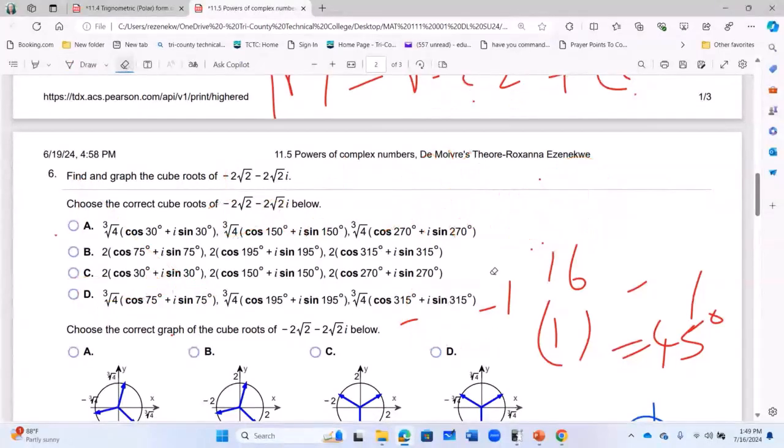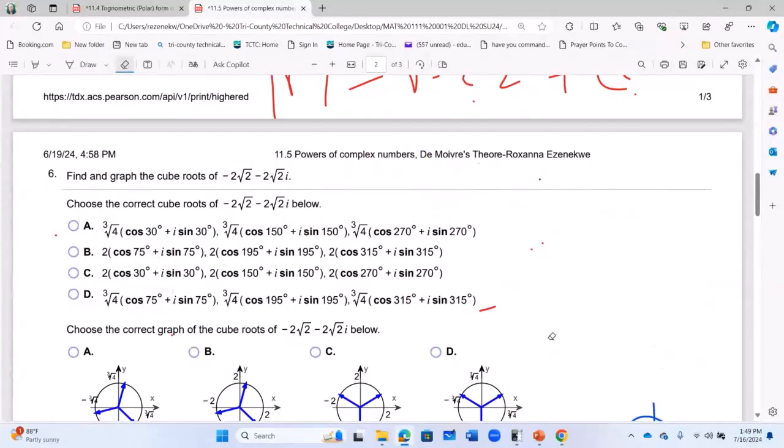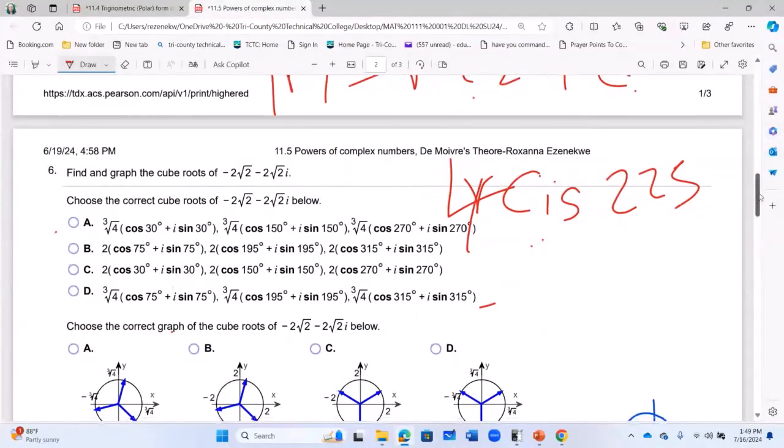So I can write R, theta is 4, 225 is the first one. And then you start adding. So when I grab the first one, then I start adding the multiples of 90. We can go back and go to this.